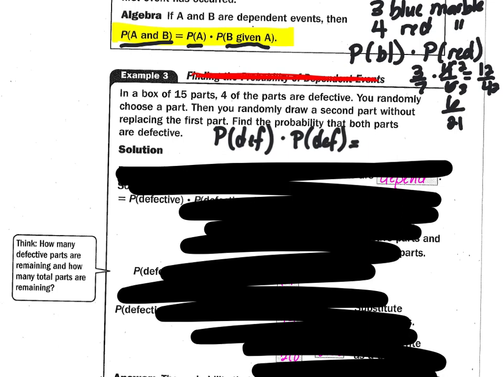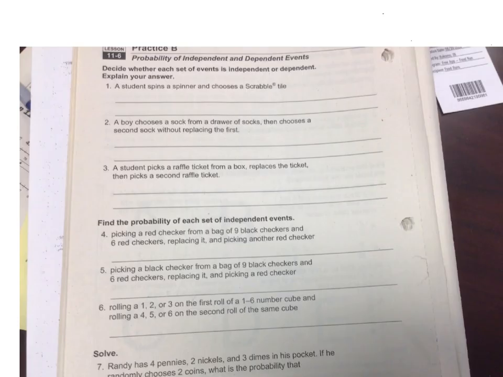Well, there are 4 out of 15 that are defective, times, well, the next one could be 3 defective out of 14. So we get 12 out of 210. And I want to write this as a percent. When you punch that in the calculator, it's approximately 6% chance that happens. So we're going to practice these.